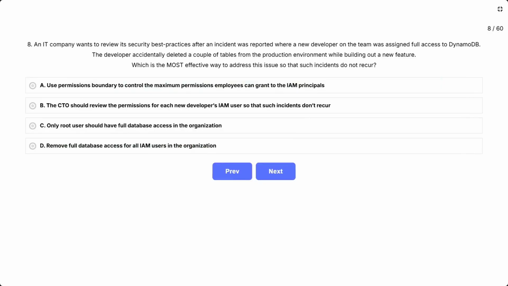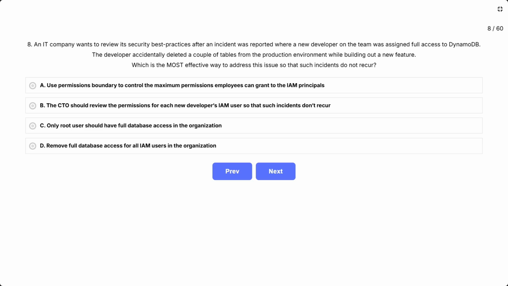Question 8. An IT company wants to review its security best practices after an incident was reported where a new developer on the team was assigned full access to DynamoDB. The developer accidentally deleted a couple of tables from the production environment while building out a new feature. Which is the most effective way to address this issue so that such incidents do not recur?